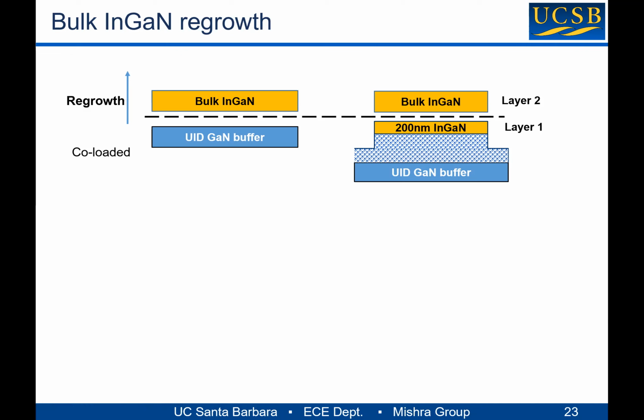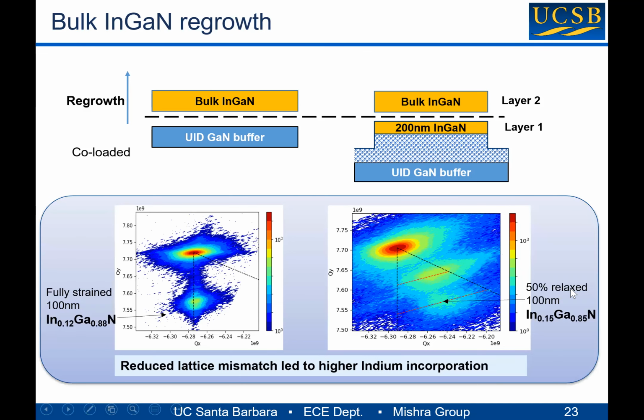And upon regrowth, the layer 2 can be seen below as being as-grown 50% relaxed compared to gallium nitride. This layer 2 can also be seen to be vertically stacked or vertically aligned with layer 1 InGaN, which means that these two layers are locked to each other's lattice constant. And on the other hand, the InGaN grown on gallium nitride on sapphire template was fully strained to gallium nitride.